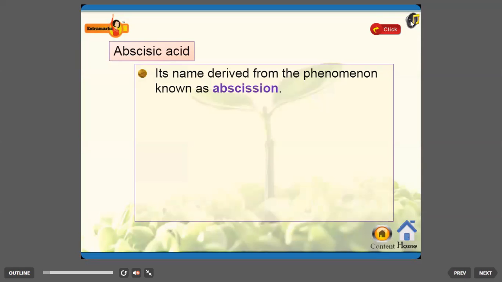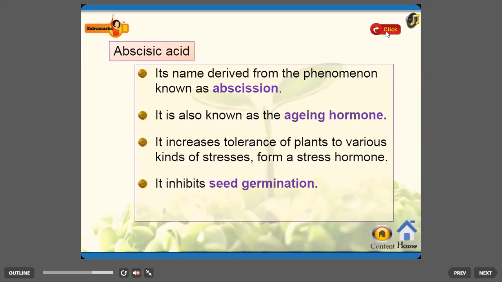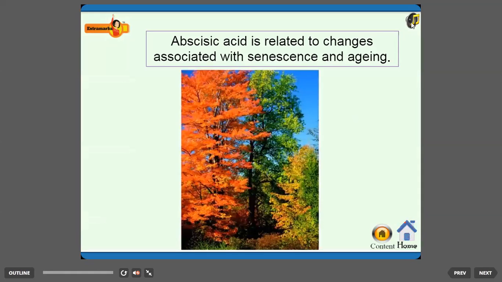Abscisic acid, its name derived from the phenomenon known as abscission. It is also known as the aging hormone. It increases the tolerance of plants to various kinds of stresses, hence it is a stress hormone. It inhibits seed germination, so it includes seed dormancy also. It relates to the changes associated with senescence and aging. So it's related with the aging part.